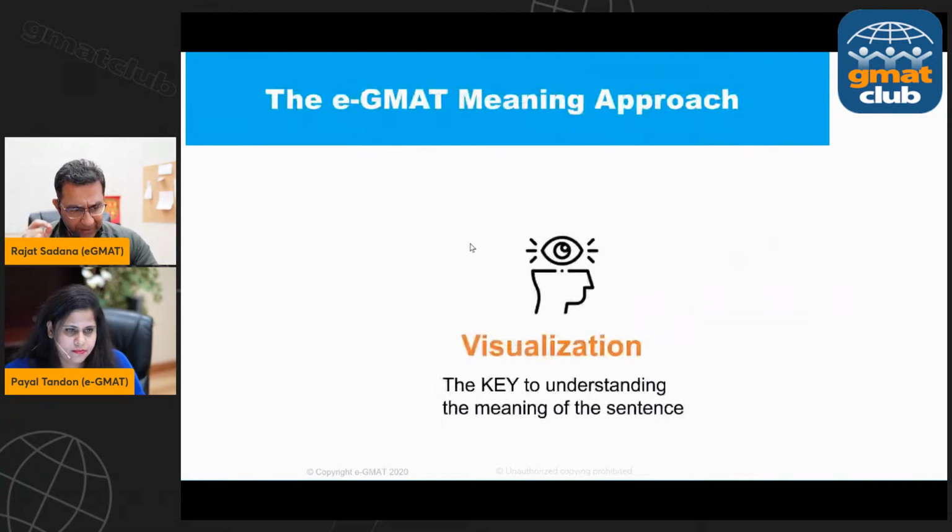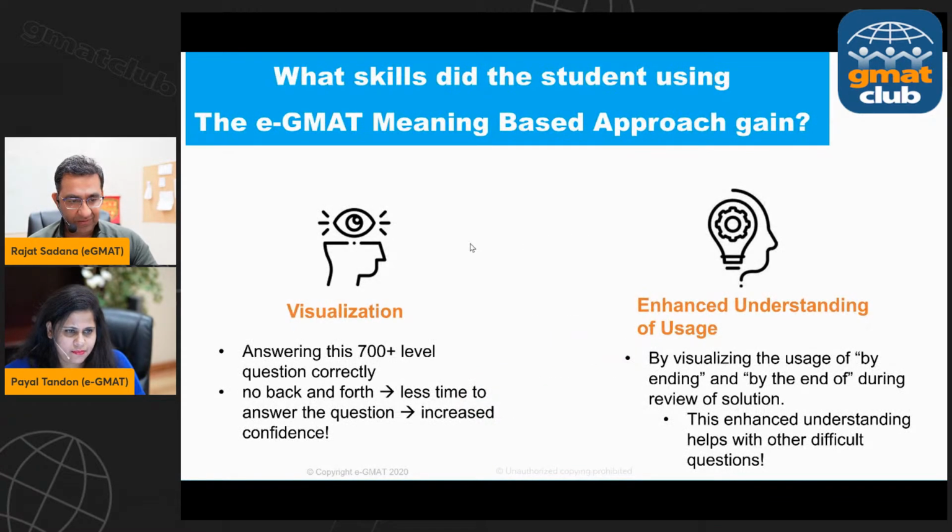Now, while you're building that skill, you're going to take longer. If you're not taking longer, there's something wrong. You're solving things that are really easy for you.